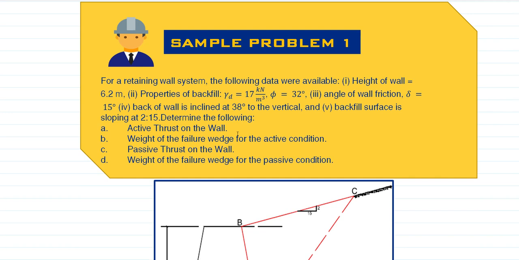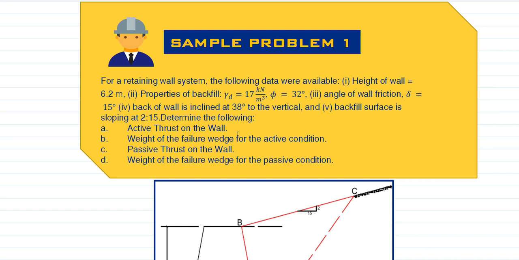So, yung height ng retaining wall natin is 6.2 meters. Yung properties of backfill, meron kang gamma dry which is 17 kN per cubic meter. The phi is 32 degrees. The angle of wall friction, small delta, is equal to 15 degrees. And the back of wall is inclined at 38 degrees to the vertical. And the backfill surface is sloping at 2:15.